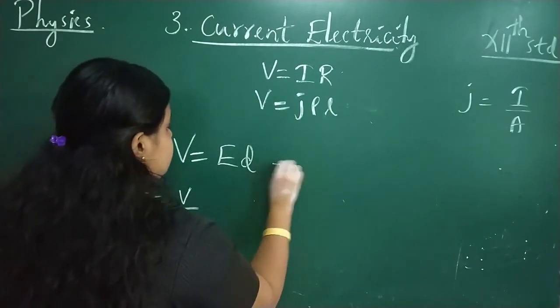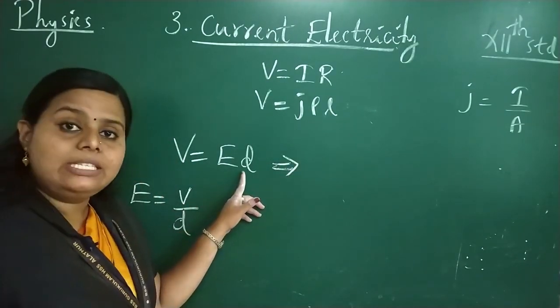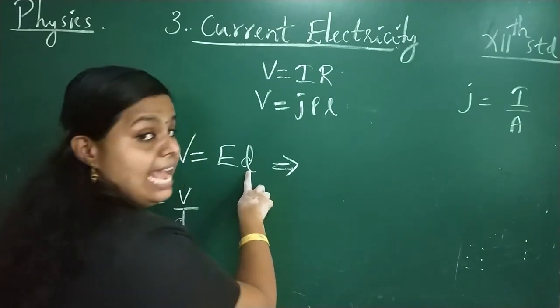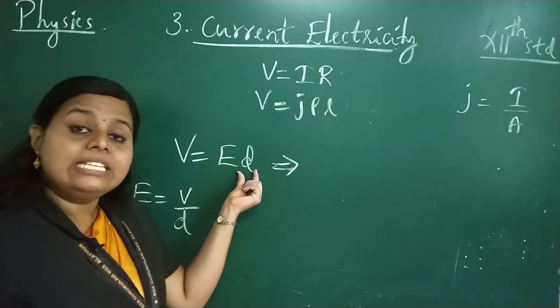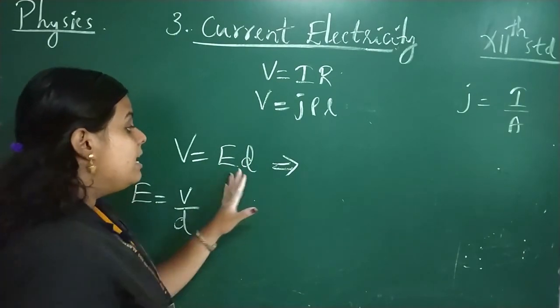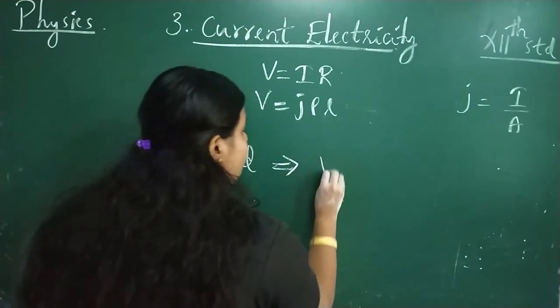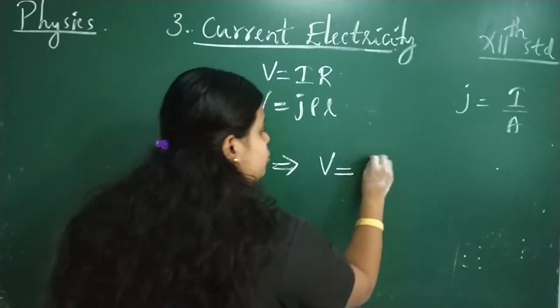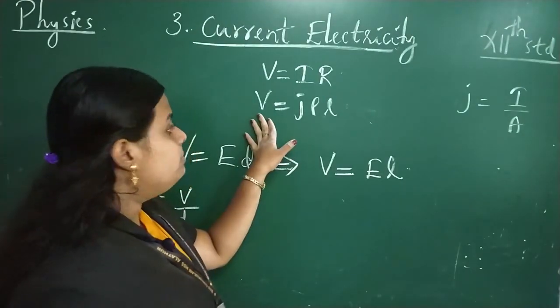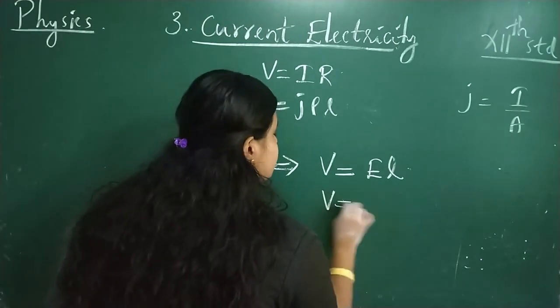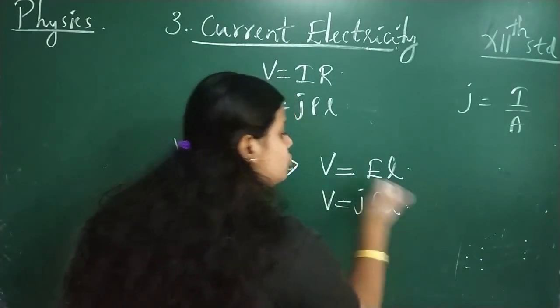Here we can consider, instead of this V, the length L, since the length of the conductor is L. So what about V? V is equal to E L. And from this expression we have V is equal to J into rho into L.